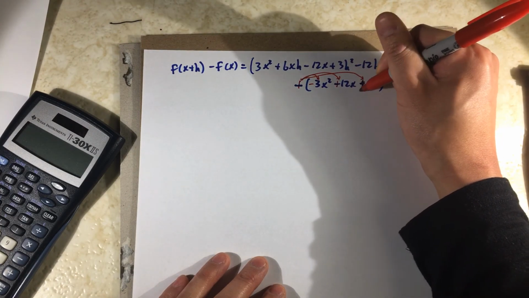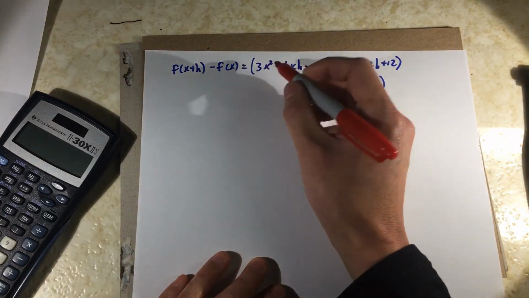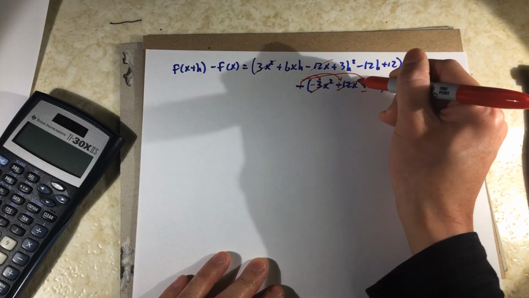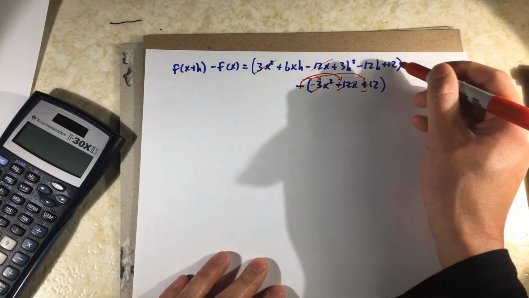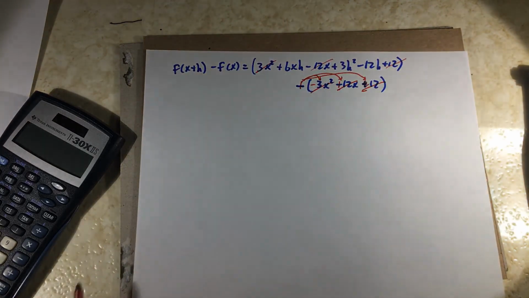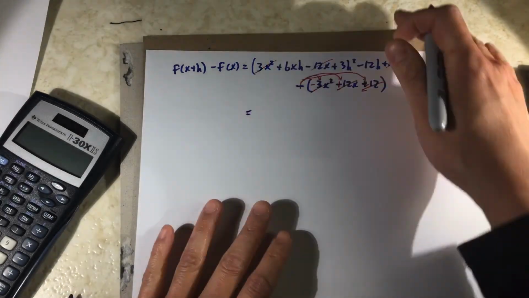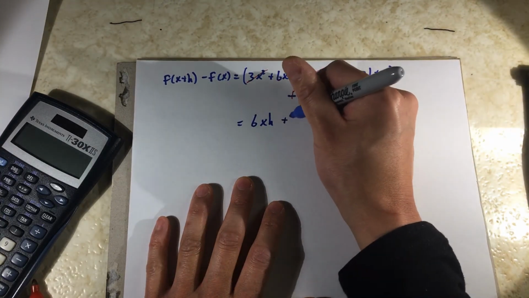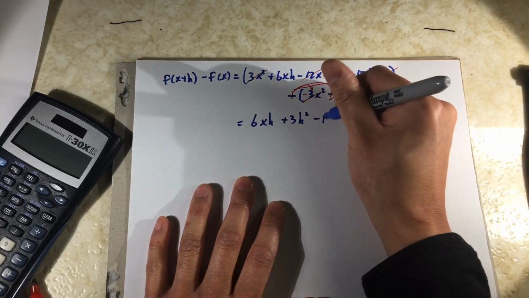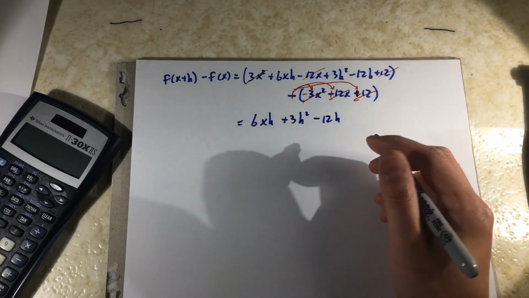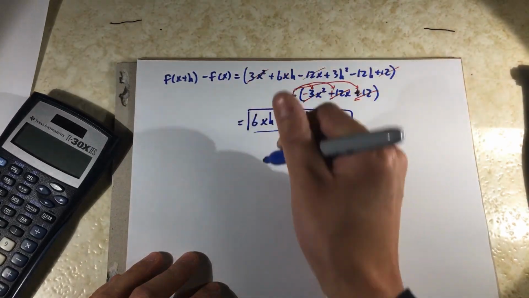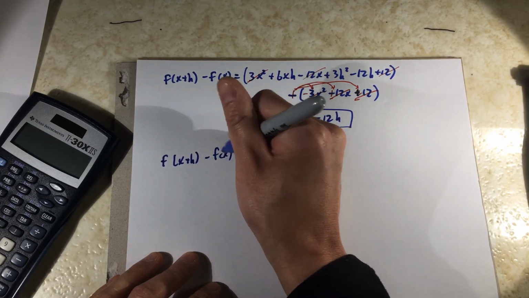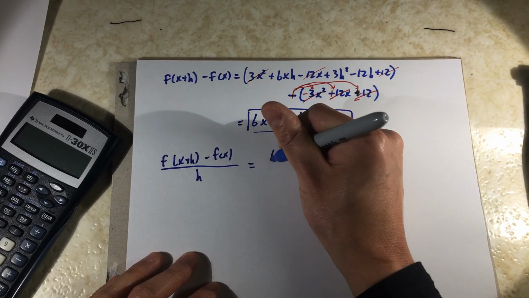So this becomes negative. And when we do that, the 3x squared cancels out with this 3x squared. This negative 12x cancels out with this positive 12x. And this positive 12 cancels out with this positive 12. And you get 6xh plus 3h squared minus 12h. So that's our numerator.